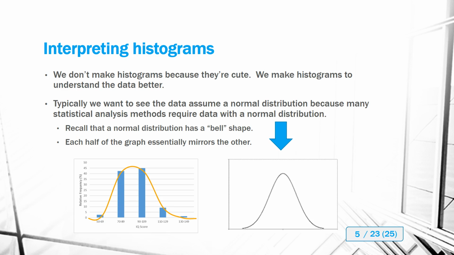Recall that a normal distribution has the characteristic bell shape, and that it's essentially symmetrical, which means each half of the graph mirrors the other. If we look at the normal distribution there on the right and compare it with the shape of our histogram there on the left, we can see that we are roughly the same. Okay, now it's not identical.